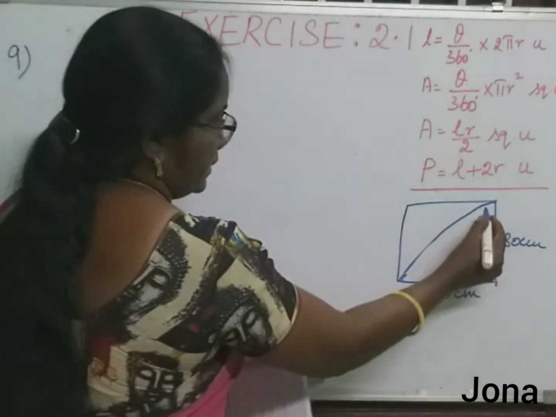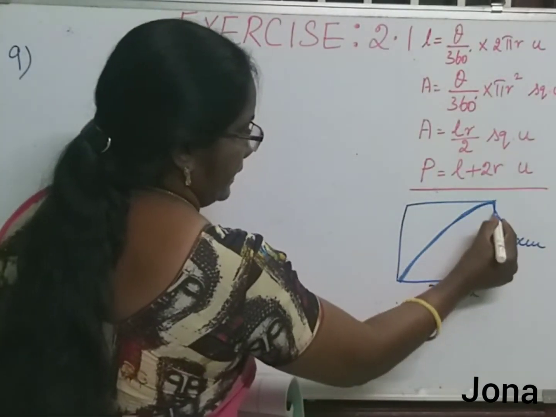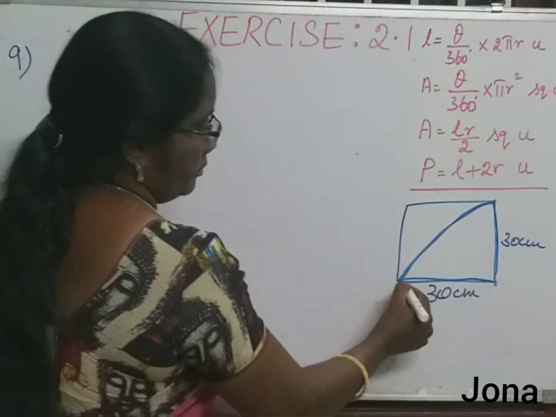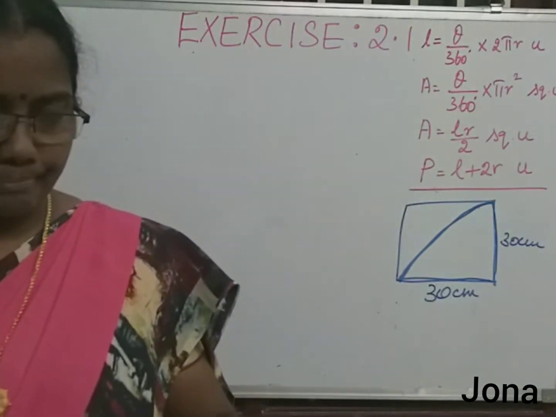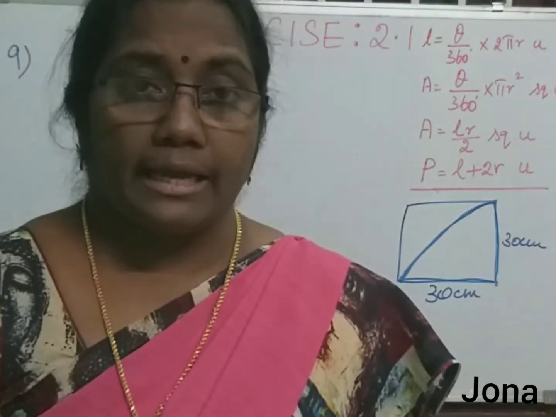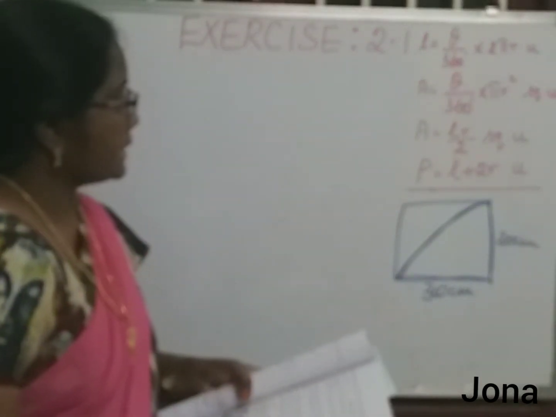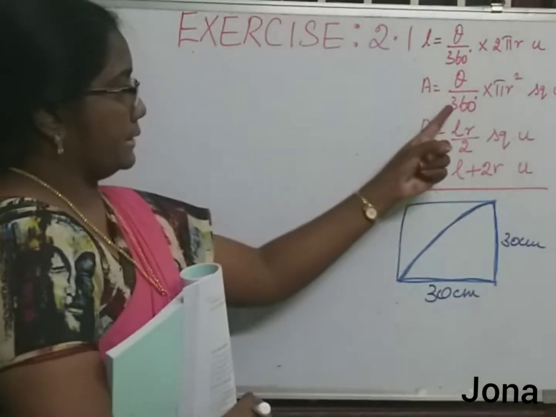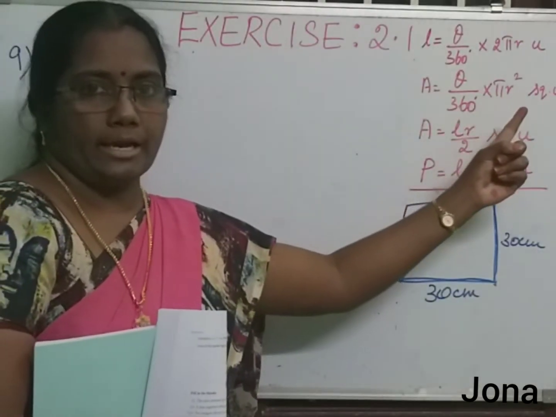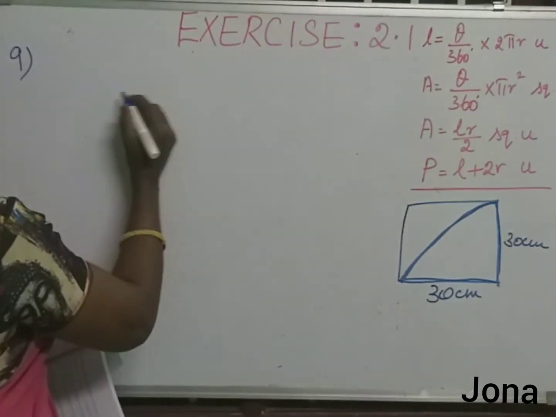And here the sector is there. So we want to find the area of this sector. Okay, so we can do that. Find the area of the sector. We have the formula: area of the sector A equals theta by 360 degree into pi r square units. So I want to take that formula.